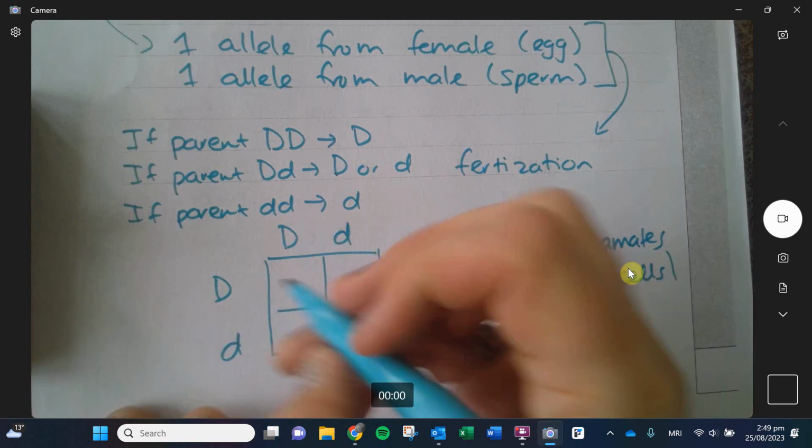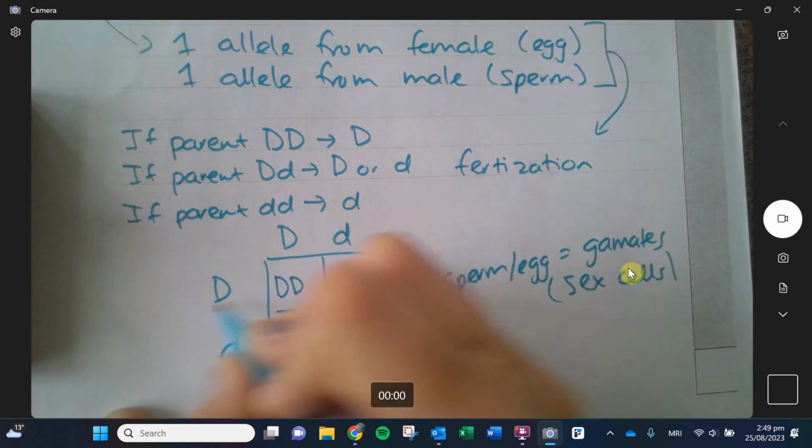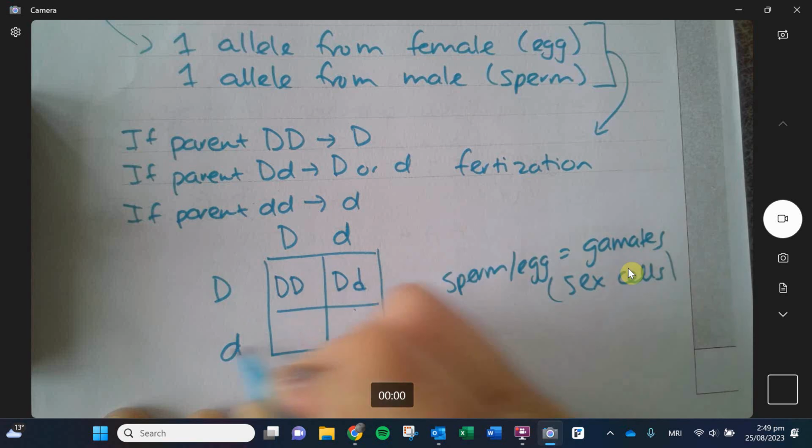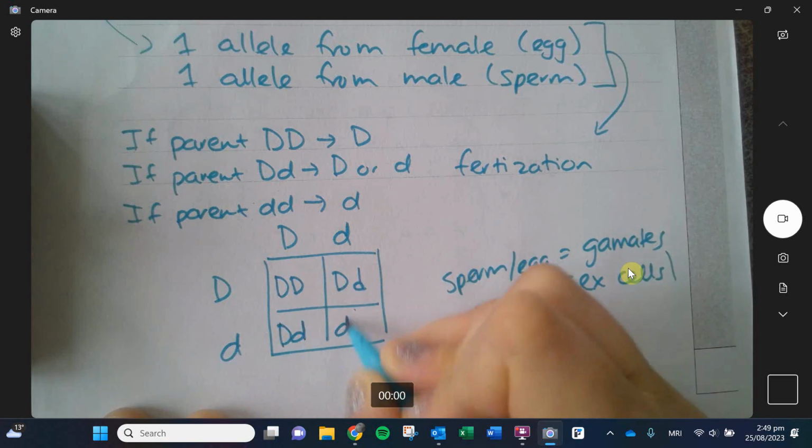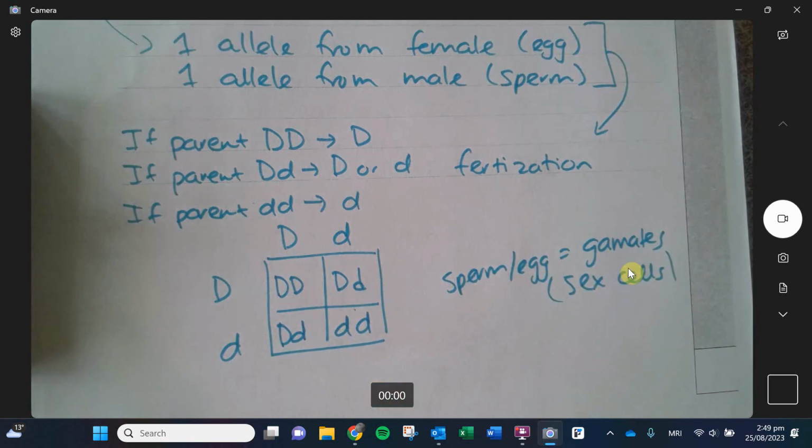So if I was to pull that down, this would be capital D, capital D, capital D, lowercase d, capital D, lowercase d, lowercase d, lowercase d. Okay so far? This one's actually a nicer question than the previous one because it's far easier to scaffold.